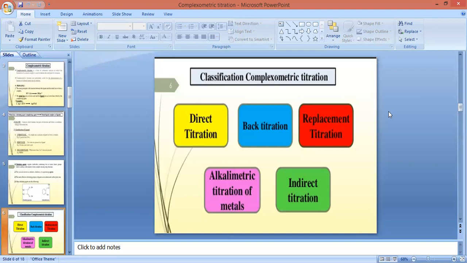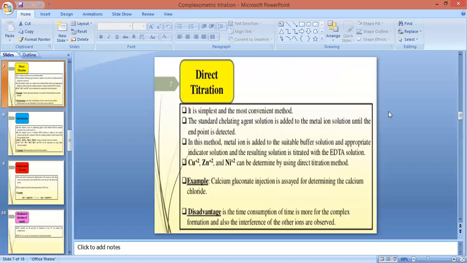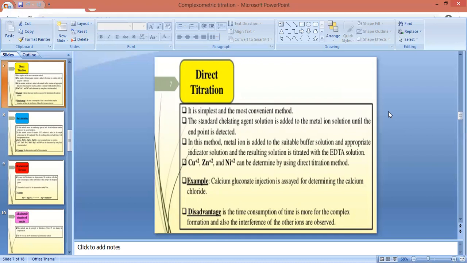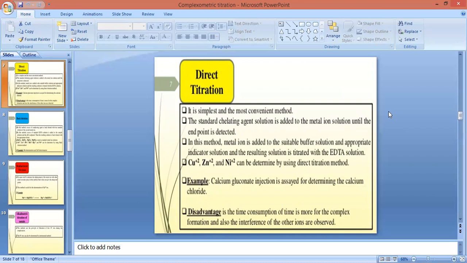So let's see the classification of complexometric titration one by one. The first type is the direct titration. It is the simplest and most convenient method, since a direct complex is formed between disodium EDTA and the metal ion. No other extra reagent is required. In direct titration, the standard complexing agent or chelating agent is added to the metal ion solution until the endpoint has been reached.